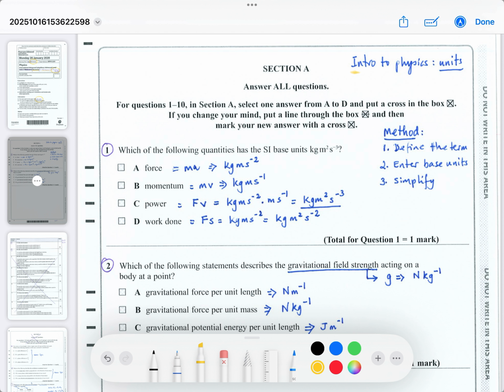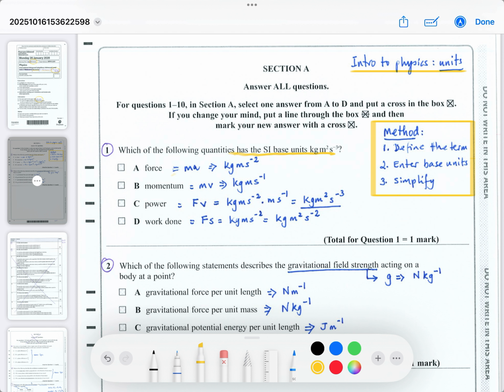So to start with, there's an intro to physics section, which is focused on units. And question 1 reads as follows: which of the following quantities has the SI units equal to kilograms meters squared seconds to the minus 1? So that's what you've got to do. The method I've put here for you, you've got to have an equation which defines the term, and then you enter all the base units, and then you simplify it.